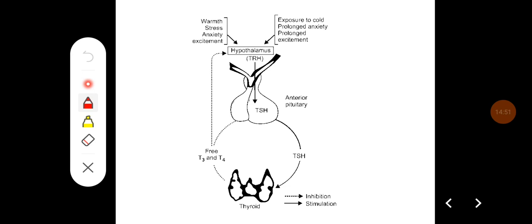So this is the negative feedback mechanism, how the thyroid hormone secretion is regulated. The hypothalamus produces thyroid regulating hormone, which increases the thyroid stimulating hormone from the anterior pituitary, and so T3 and T4 are produced. They in turn negatively inhibit the anterior pituitary and the hypothalamus by negative feedback mechanism.